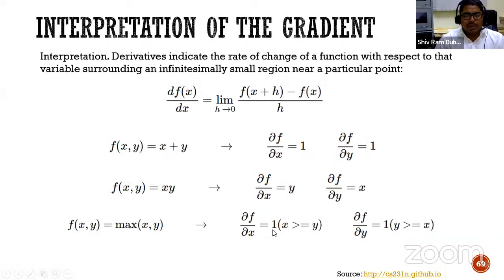So here it is representing 1 times this condition. If this condition is true, then 1 times 1. Otherwise, if this condition is false, then 1 times 0. So here also 1 times, if this condition is true, then 1 times 1, otherwise 1 times 0.